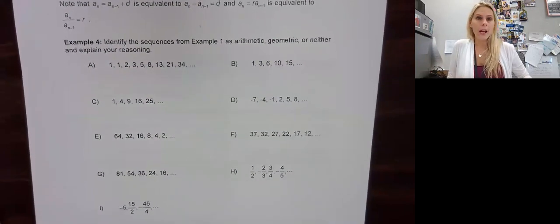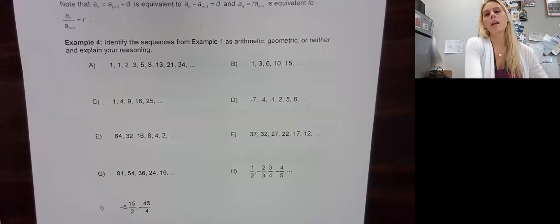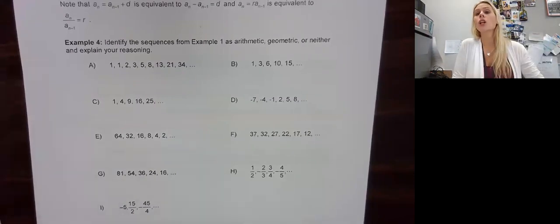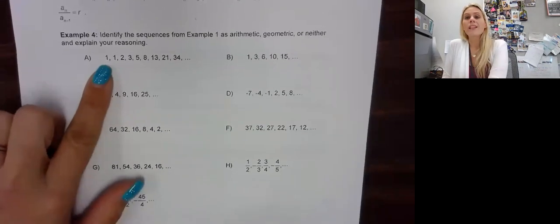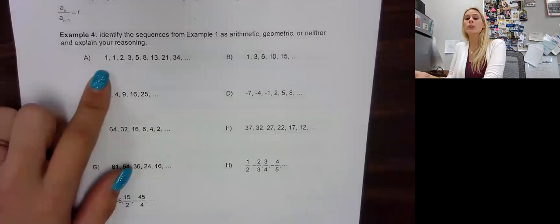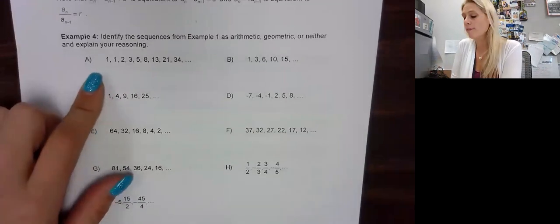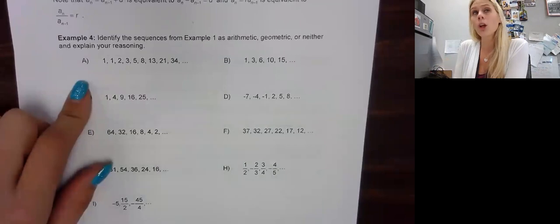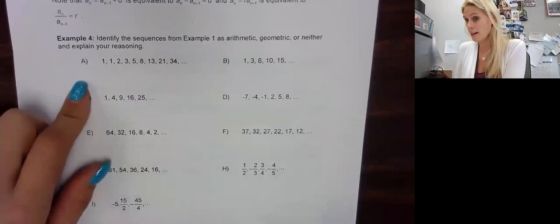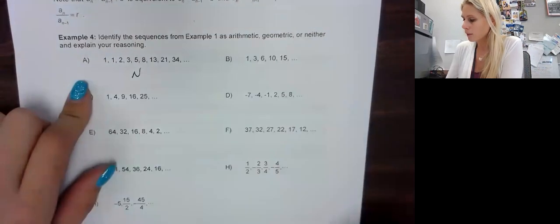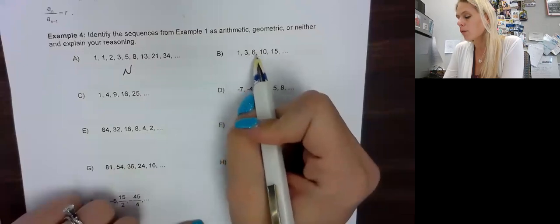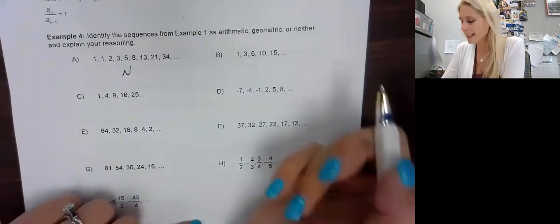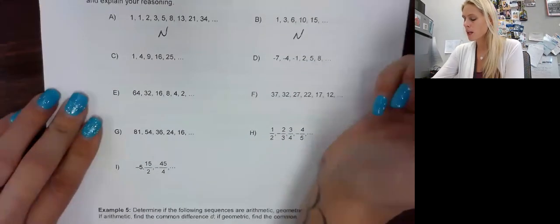So what we're gonna do now is identify from example 1, if it's arithmetic, geometric, or neither. So if it doesn't have a common difference or a common ratio, it's neither. So A, remember that was a Fibonacci sequence. What it was doing was adding the first two terms in front of it together. So adding the first two terms wasn't always adding the same thing, correct? So that means it is neither. B, what were we doing? We were adding 2 and then 3 and then 4 and then 5. So are we adding the same thing? No, we're not. So it's neither.